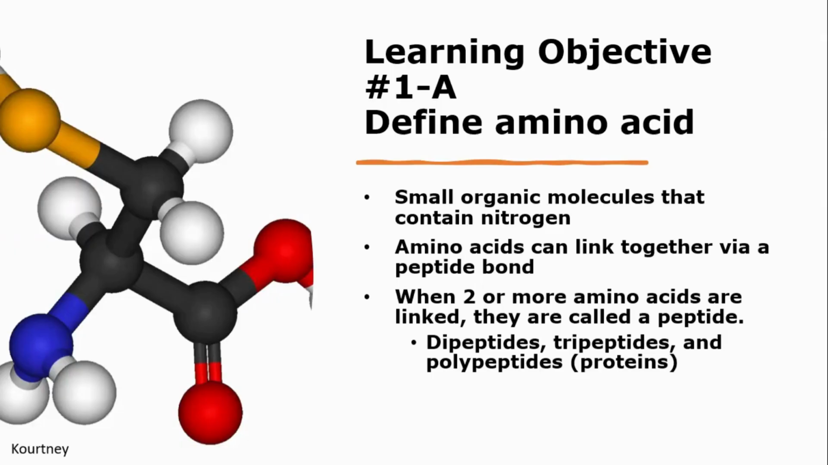Let's jump right into our first learning objective. Define amino acid. Amino acids are small organic molecules that contain nitrogen. Amino acids can link together via peptide bonds. When two or more amino acids are linked together, they're called a peptide, hence the name peptide bond. What do you think the name of two amino acids connected together is called? I think it would be dipeptide? Yeah, you're right. And if we think of 3, it would be a tripeptide. And if more than that, it would be a polypeptide, which all form proteins.